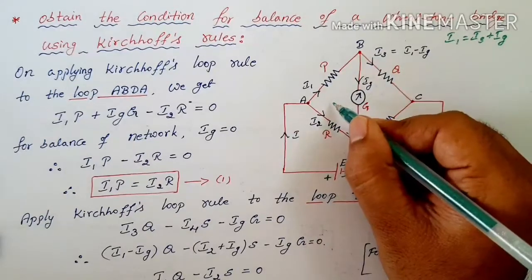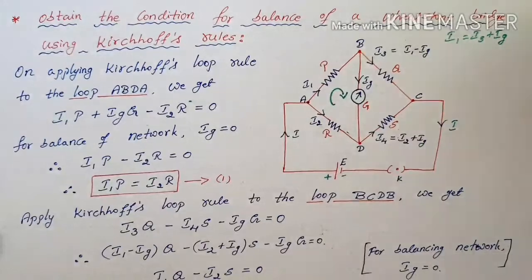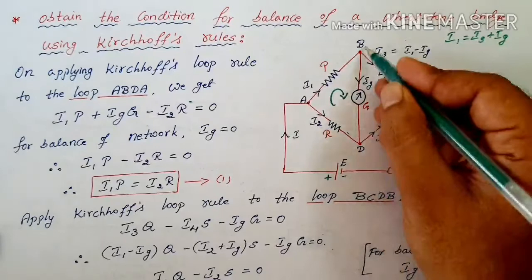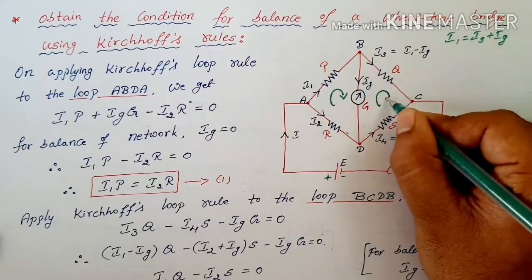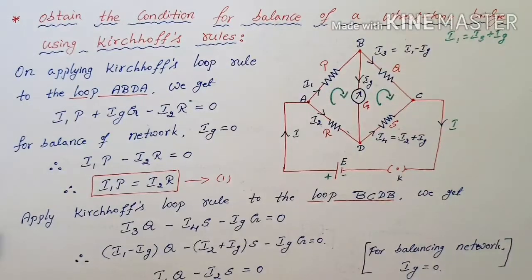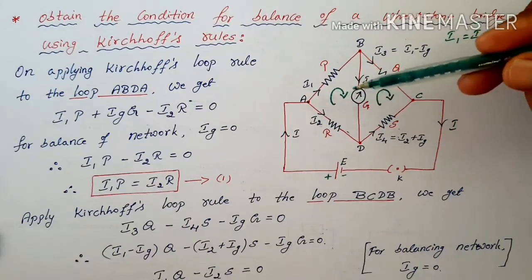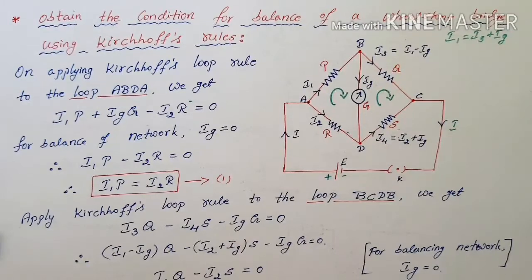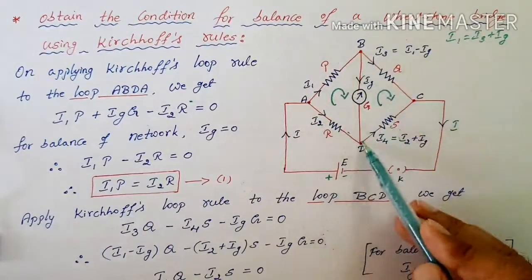I'll take an arbitrary direction of observation like this, clockwise, and also there is one more, BCDB. This is another loop I am taking. Here also I will take a direction of observation like this. Is it clear? So this is the direction of observation. We are assuming that inside the circuit. It is necessary to draw inside the circuit while solving the derivation. Is it clear? The first loop is ABDA.